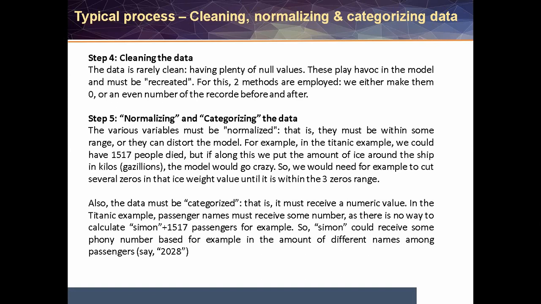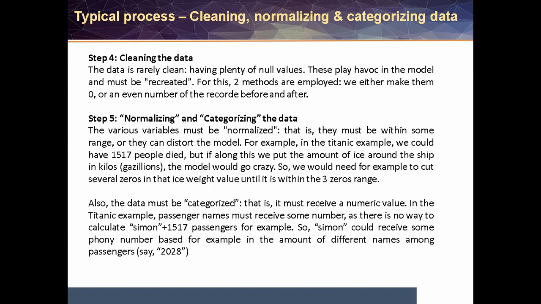So in the example, 15 people died. It's a real number. And then we feed the computer the number of people who died, and 3.5 gazillion kilos of ice. It's not going to work. All that ice is going to distort the model. So in this case, we need to cut zeros in the amount of kilos of ice, or turn it into tons or gazillion tons, or I don't know, in order to be in the same range of magnitude, just like the 15 people who died.